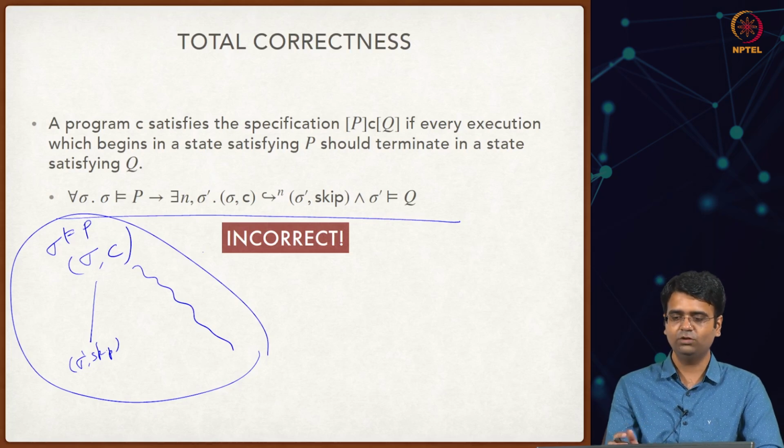So this is what we want to do. We want to prohibit all non-terminating executions. So we want to say that there should not exist any such execution. Even if there is non-determinism, it should not allow executions like this, which don't terminate.